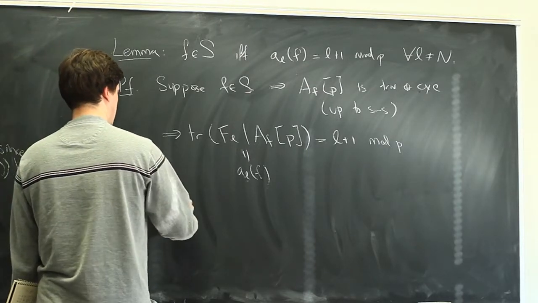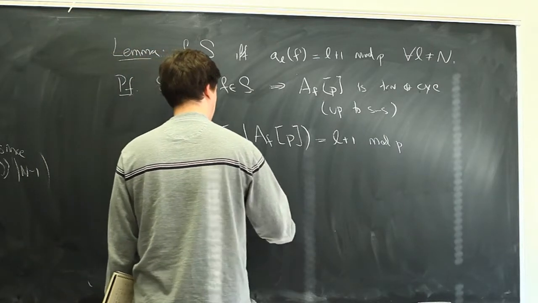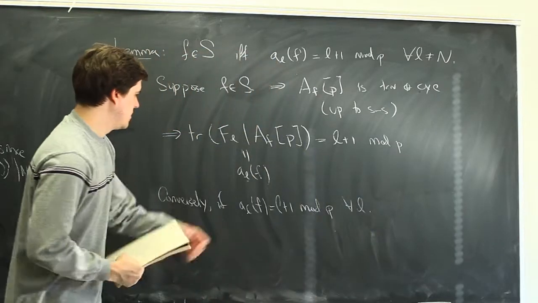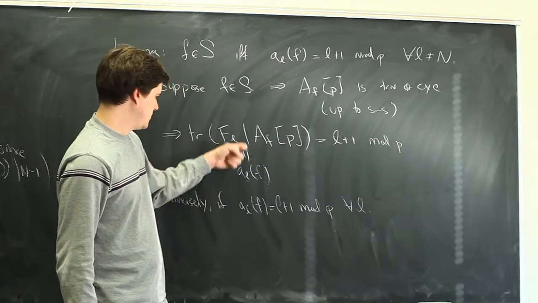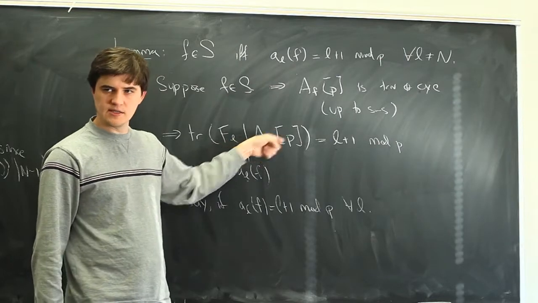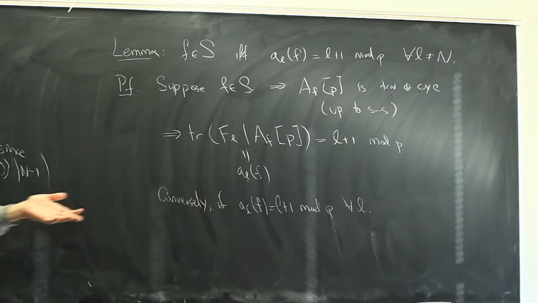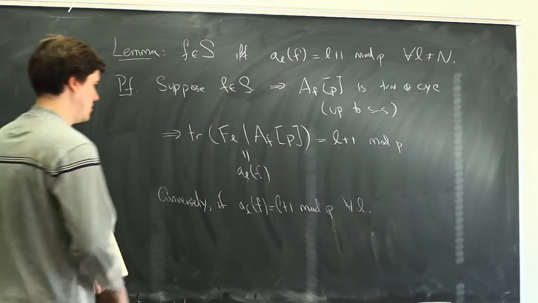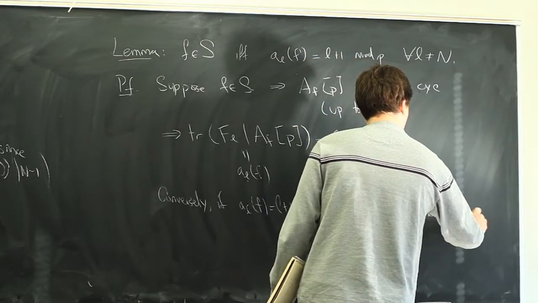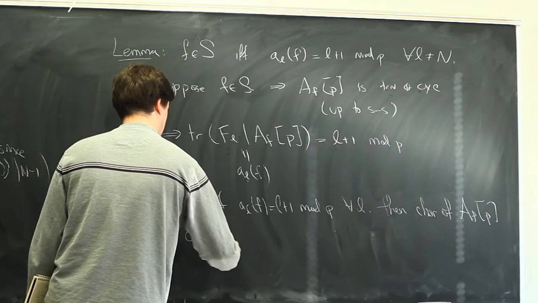So conversely, if AL of F is equal to L plus 1 mod P for all L, then this equation still holds true, so you still get this equation. And so that says that the character of this AFP is the same as the character of trivial plus cyclotomic. And so they have to be equal up to semi-simplification just by group theory. If this holds, then the character of AFP equals the character of trivial plus cyclotomic.